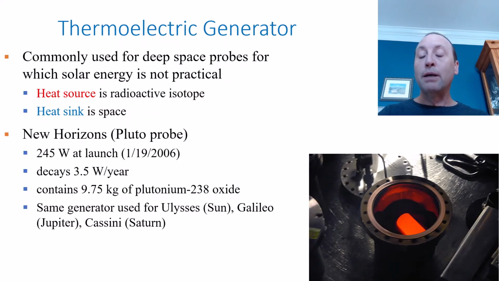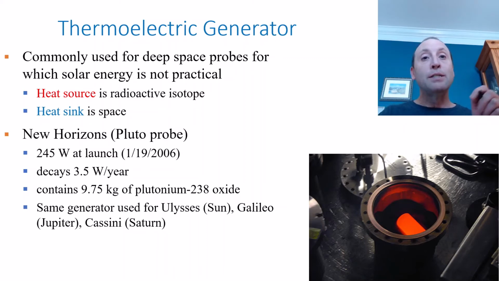So talking about the New Horizons probe, it had this type of generator in it, and when it was launched in 2006, it was able to provide 245 watts of power, which is quite significant. You can see in this picture in the lower right, there's a chunk, about a 10 kilogram chunk of plutonium oxide, and it's so hot from the radioactive decay that it's glowing orange. So it's maybe 800 or 900 degrees Celsius, if I had to guess. And so that is what powers the thermoelectric generator.